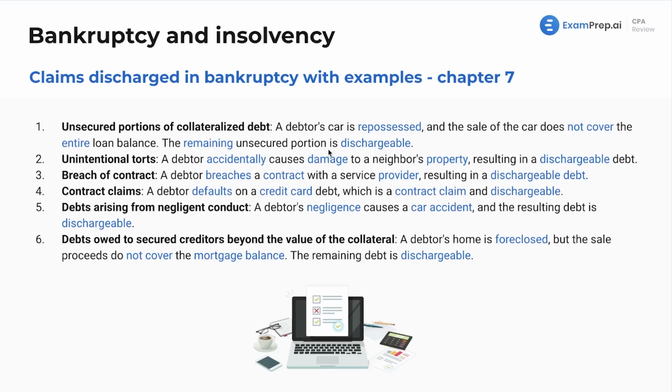Again, we'll also talk about claims that are not discharged. And as I mentioned, oh, you're going to love it. Spoiler, student loans, you're stuck with those until you die. And then they'll still try to come after your family after that if they're not paid at that point.